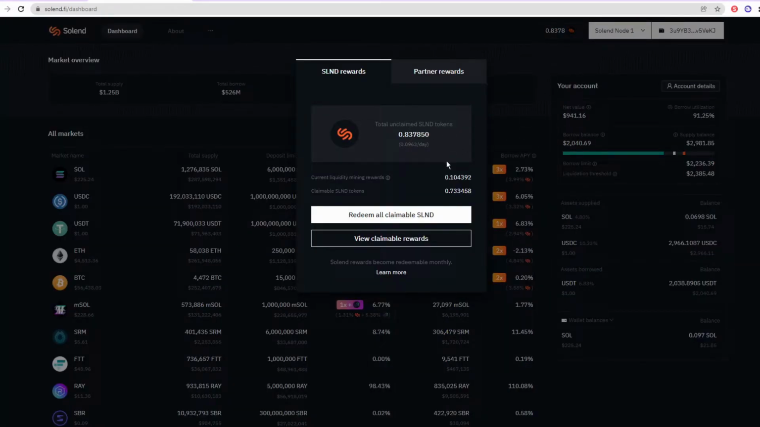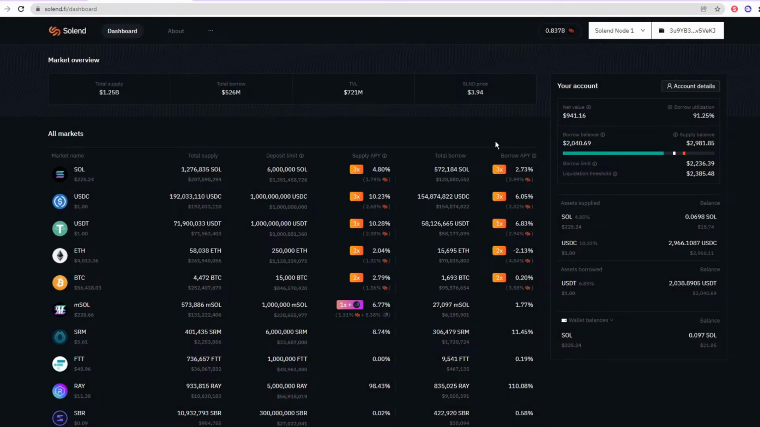You can claim them on the first of every month. All the rewards that you earn this month can be claimed on the first of next month. These claimable Solend tokens that you see here, this 0.733, I earned in the month of November. As of 1st December, which is yesterday, I can claim them if I want to. These are the ones I've been earning since the 1st of December, and I will be able to claim these rewards on the 1st of January. So basically this is how the interest works.